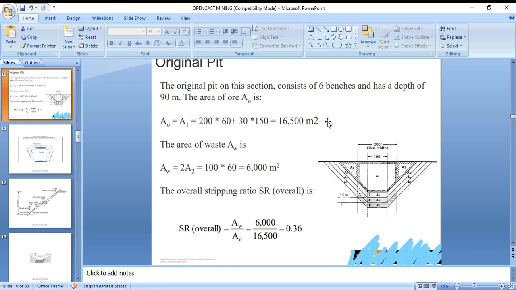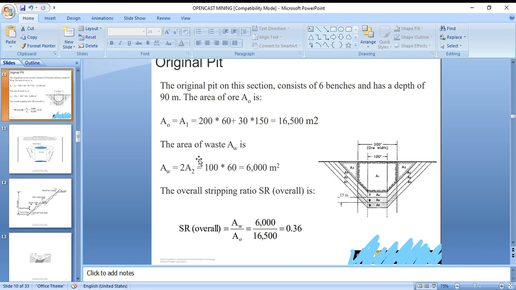That means 16,500 meter cube of ore. That is 200 into 60 plus 30 into 150. So 16,500 meter cube volume of the ore will be extracted. So this is as far as the mineral is concerned.